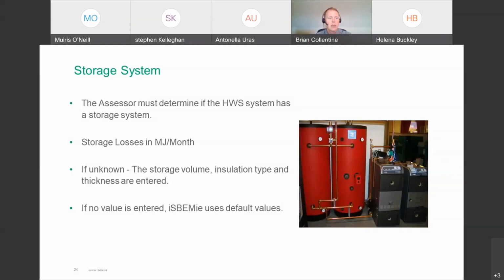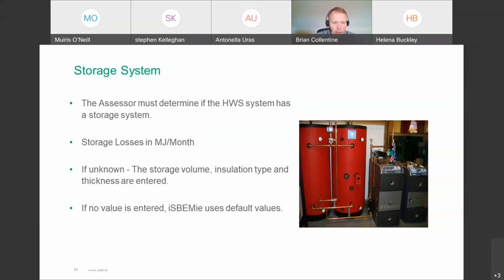Storage systems. So the assessor must determine that the HW system has a storage system. It's more accurate for obvious reasons. The most accurate way of entering it is storage losses in megajoules per month if you have that data. If that's unknown, the storage volume, insulation type, and thickness can be entered. But obviously, if no value is entered, you can use defaults.